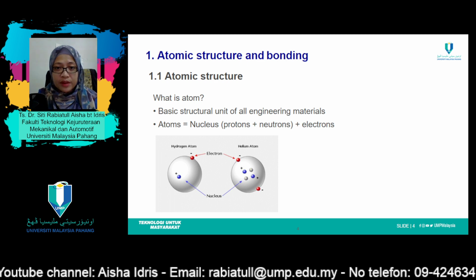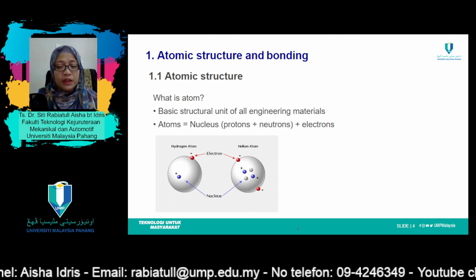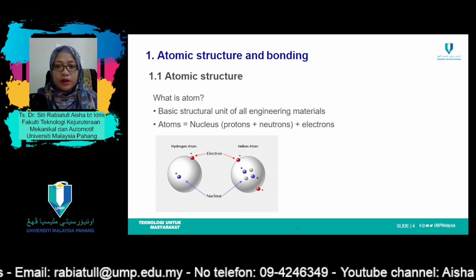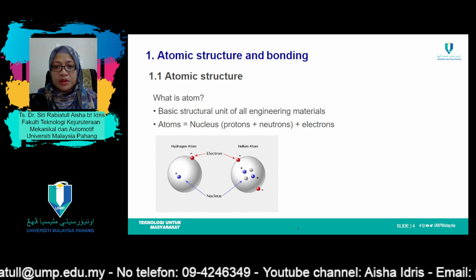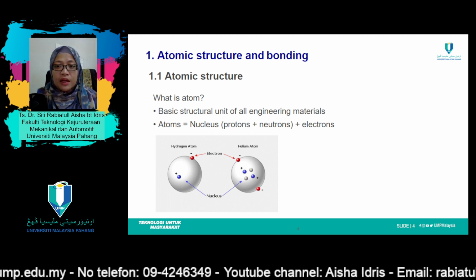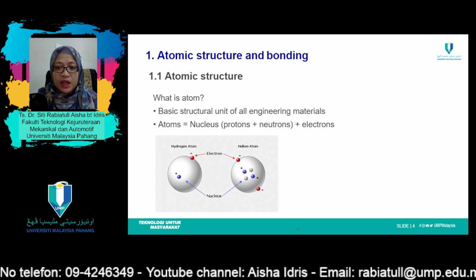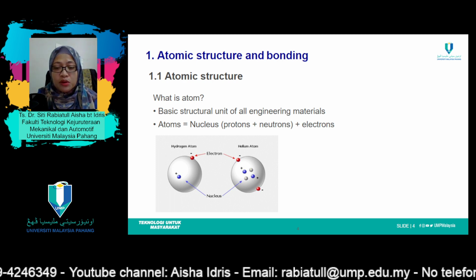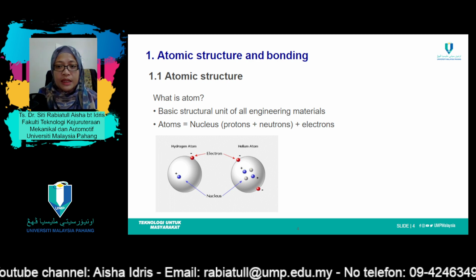So for the first topic, which is atomic structure and bonding, we are going to learn what atomic structure is. Well, in an atom, you can find there are 2 items, which are the nucleus plus electrons. If you refer to this figure here, you may find there's a nucleus here, and there are electrons, with protons and neutrons in it.